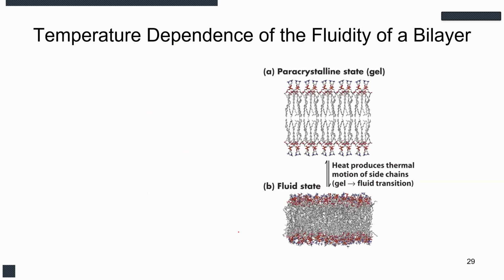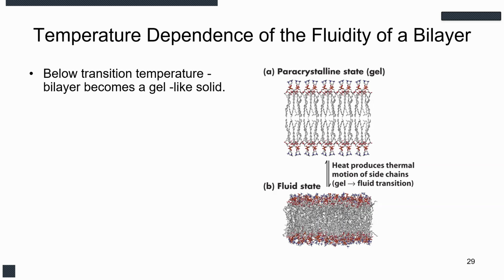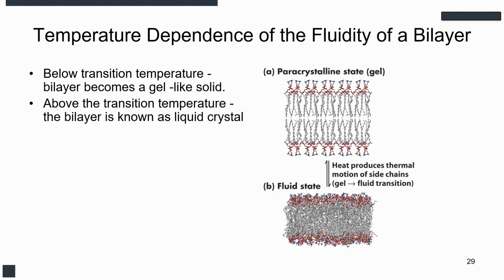Now, one of the reasons that happens rapidly is because a lipid bilayer has two different major states, a paracrystalline state and a fluid state. And in order to transition between these two states, there's what's known as a transition temperature. Whenever the temperature is below the transition temperature, the lipid bilayer becomes more rigid. It basically becomes a gel-like solid. When the temperature is above the transition temperature, the bilayer is known as a liquid crystal. Okay, so that would be this down here.